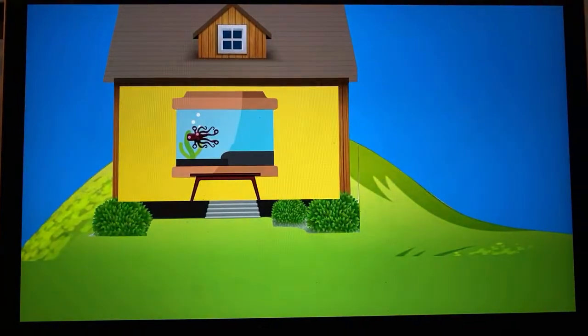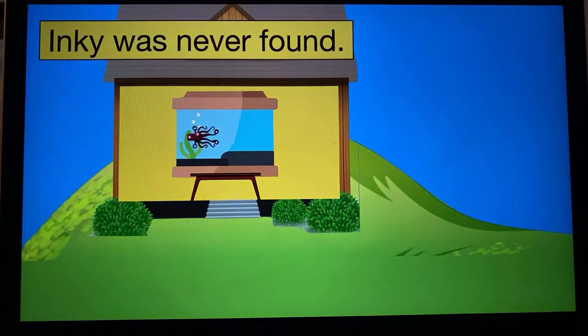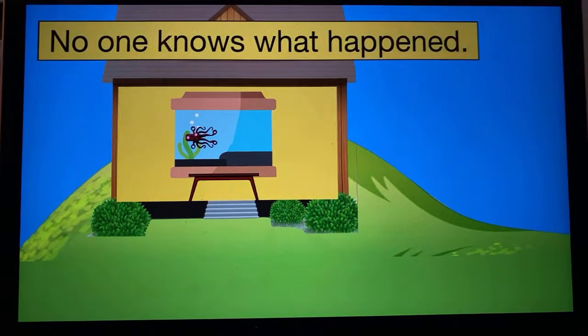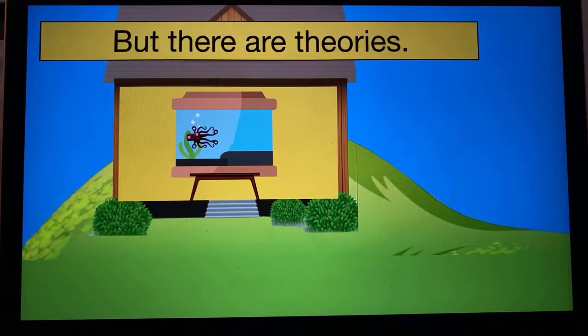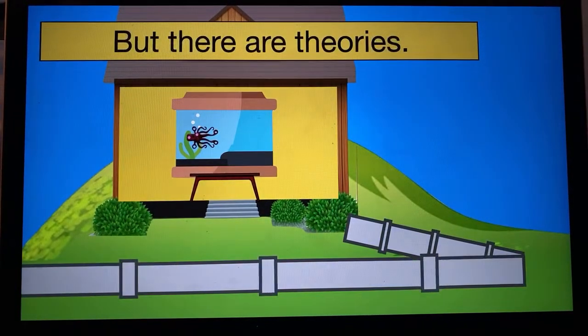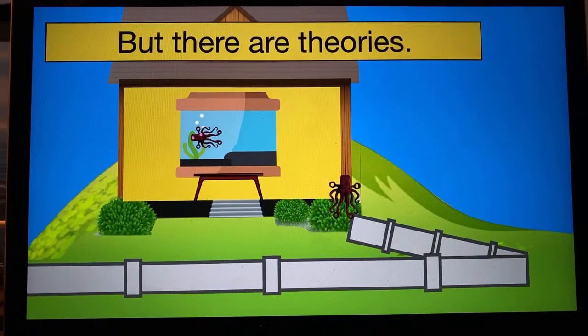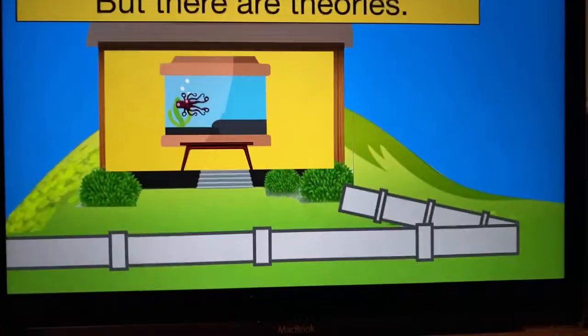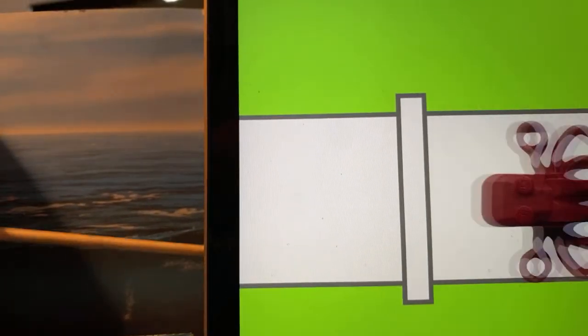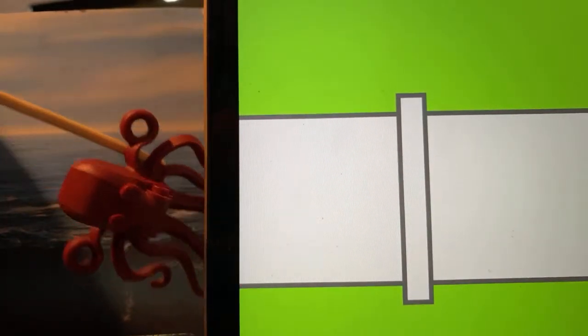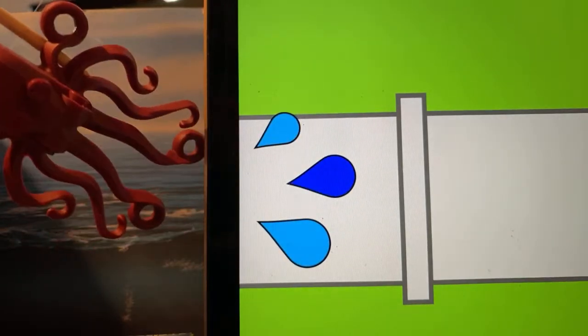So what had happened? Well, Inky probably climbed out of the tank, but we don't know. He was never found. We only have theories. We reckon he probably got out of the tank and then crawled about 4 meters across the floor, found the entrance to a drain pipe that led to the sea, and traveled 50 meters along this drain pipe till finally he found freedom. Hooray, be free, Inky, be free.